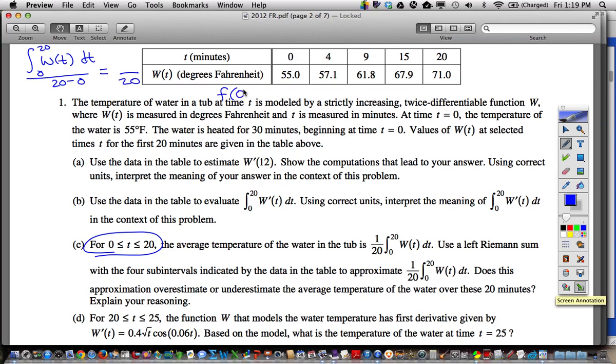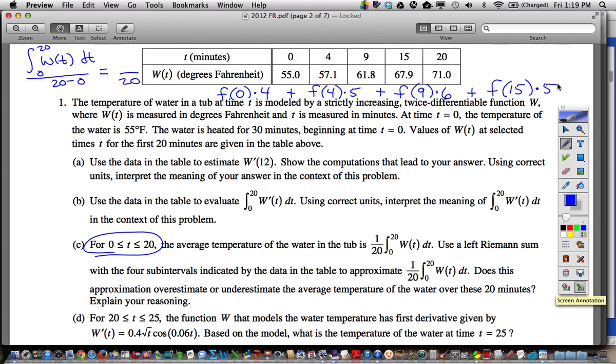F of 0 times, the first one is going to be 4y. What's the next one? 4 times 5. Next one, F of 9 times 6. And the last one, F of times 5, because it's going to be 5y to the next width. And we don't use the 20. On the left, we don't use that last one. On the right, we don't use the first one. So that's what you would have written out for that one.